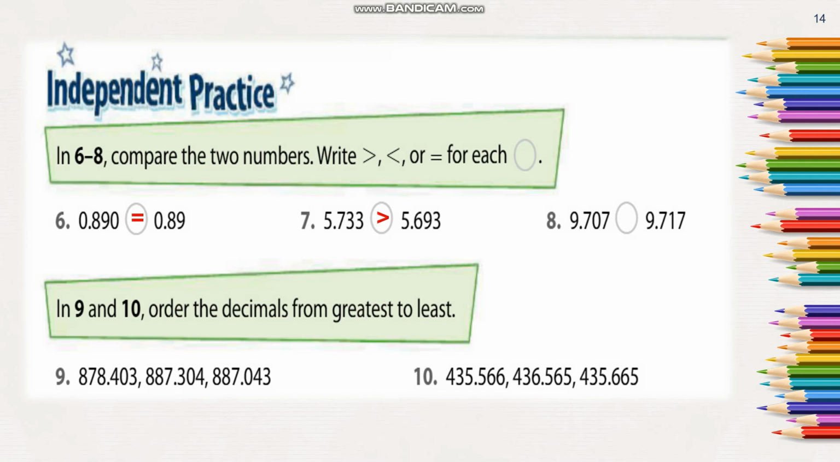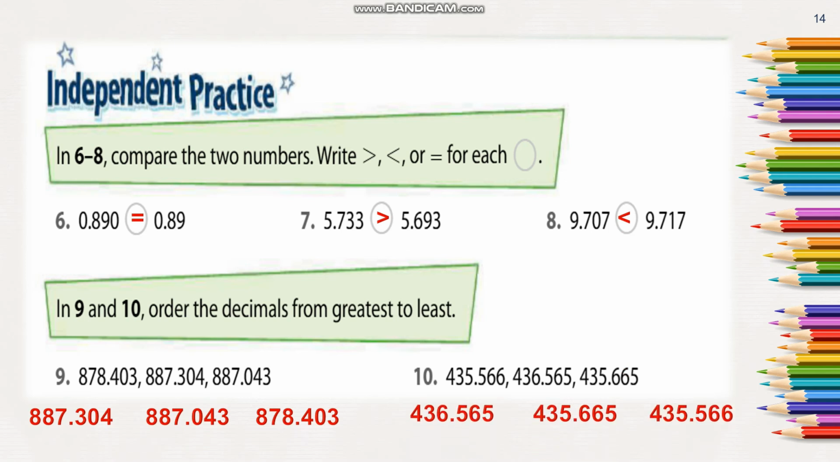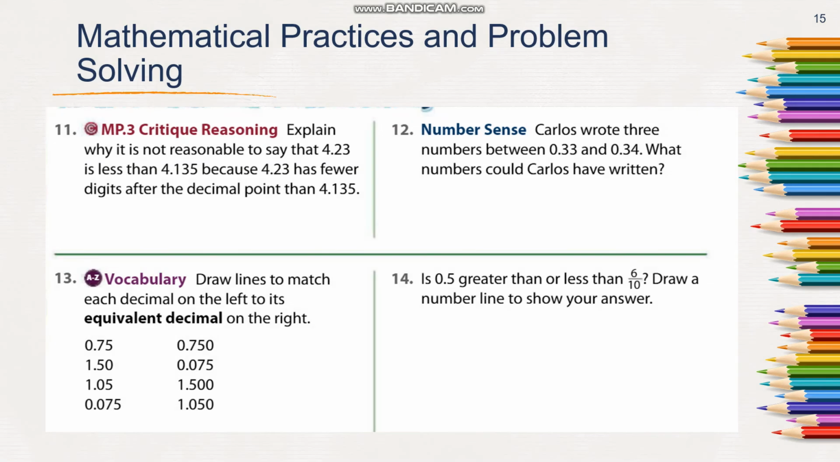Number 8. 9 and 707 thousandths compared to 9 and 717 thousandths, the answer is less than. In question number 9 and 10, order the decimals from greatest to least. So question number 9, the greatest number is 887 and 304 thousandths, followed by 887 and 43 thousandths, and the least is 878 and 403 thousandths. For question number 10, the greatest is 436 and 565 thousandths, followed by 435 and 665 thousandths, and the least is 435 and 566 thousandths.